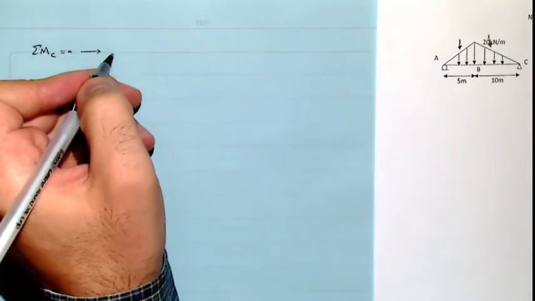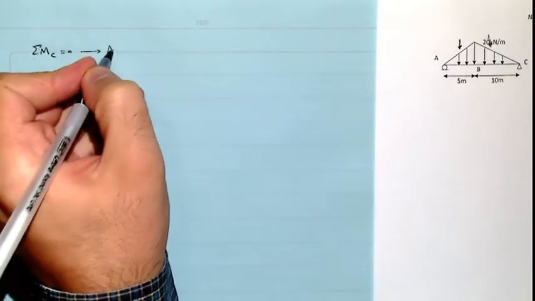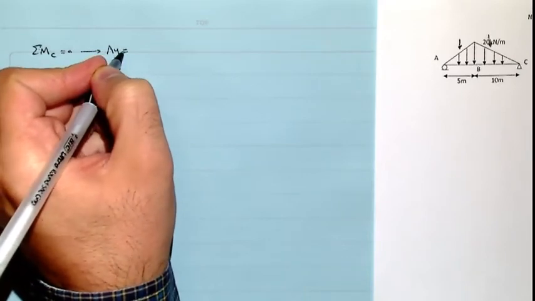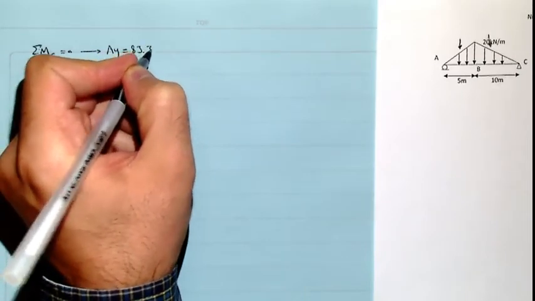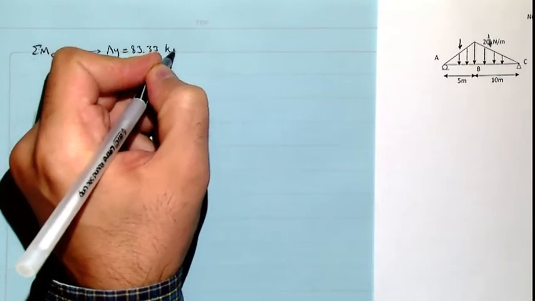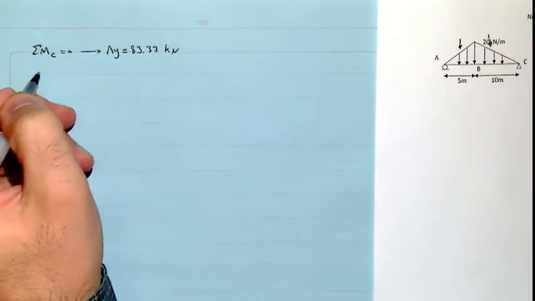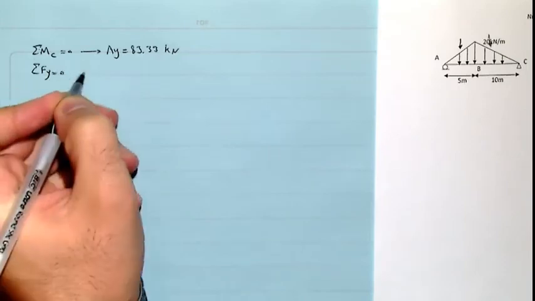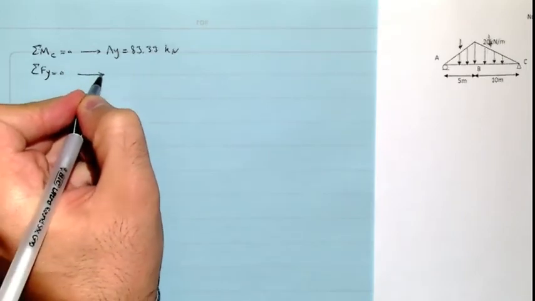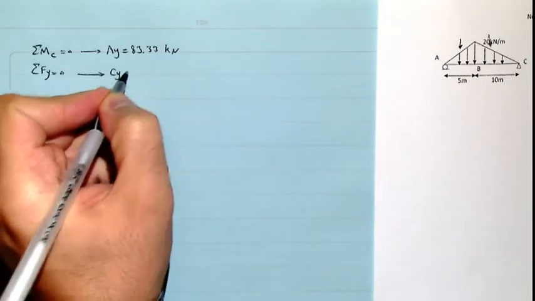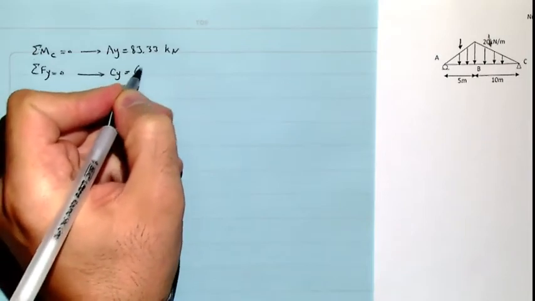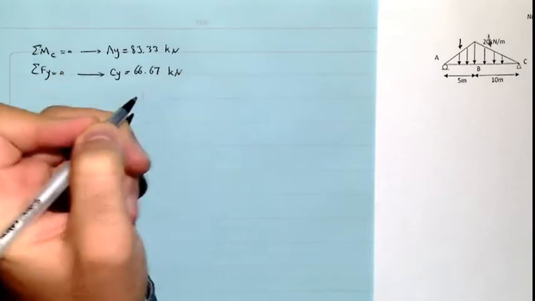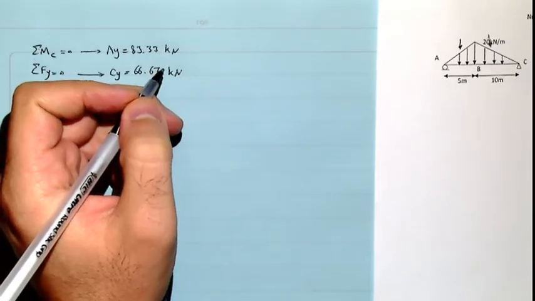Assume that we are able to calculate and we reach point A. We're going to have Ay equal to 83.33 kilonewton. We already did that and saved the time. Then we calculate the other reaction by sigma Fy. From there, we are able to derive Cy, which would be equal to 66.67 kilonewton. All right, now we have the reactions.